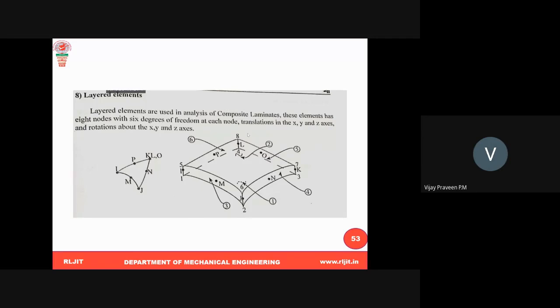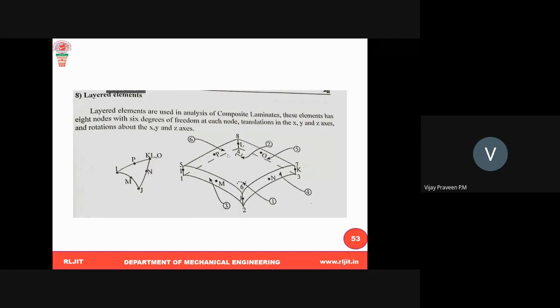So here you can see the figure. This is called the layered element. The layered elements are used in the analysis of composite laminates. These elements have 8 nodes with 6 degrees of freedom at each node. So a very important thing on this one: 8 nodes will be there, totally 8 nodes. In each node, it has 6 degrees of freedom. Imagine that, then how much computation time it will take.